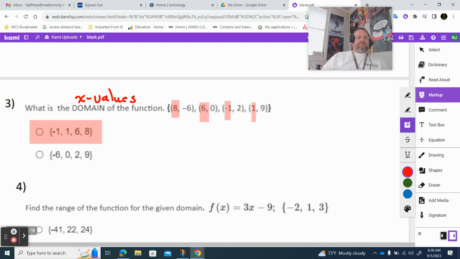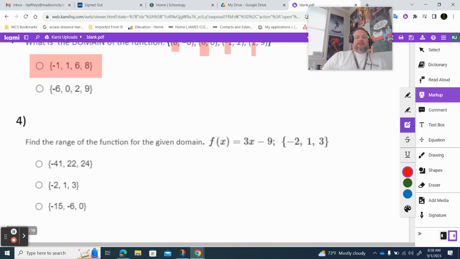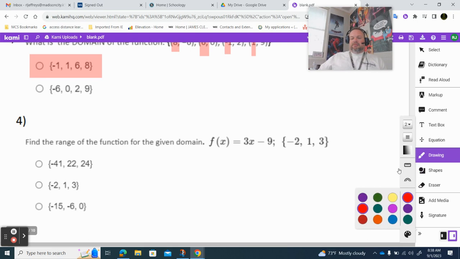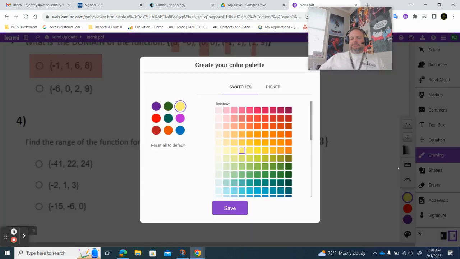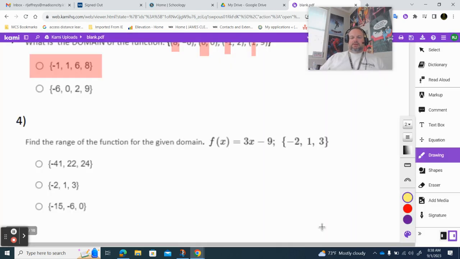I want to change that. I don't. Why does it not let me do that? That's ridiculous. Cheese and crackers.